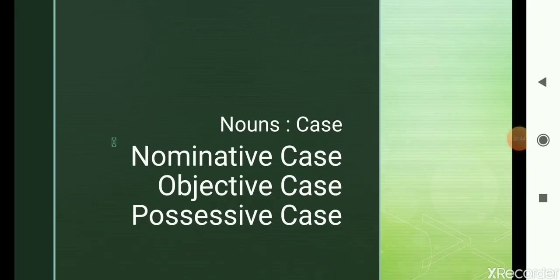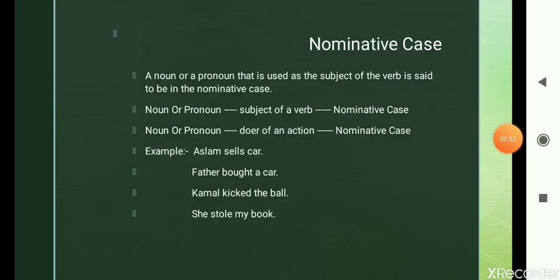Noun's case is classified into three parts. First is nominative case, objective case, and possessive case. So first we will study nominative case. So what is a nominative case? A noun or a pronoun is in a nominative case when it is used as a subject of a verb. Or you can say that a noun or a pronoun that is used as the subject of the verb is said to be in the nominative case.